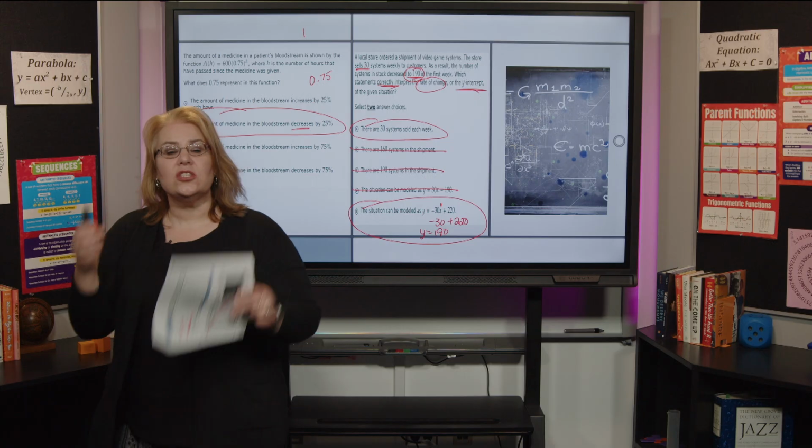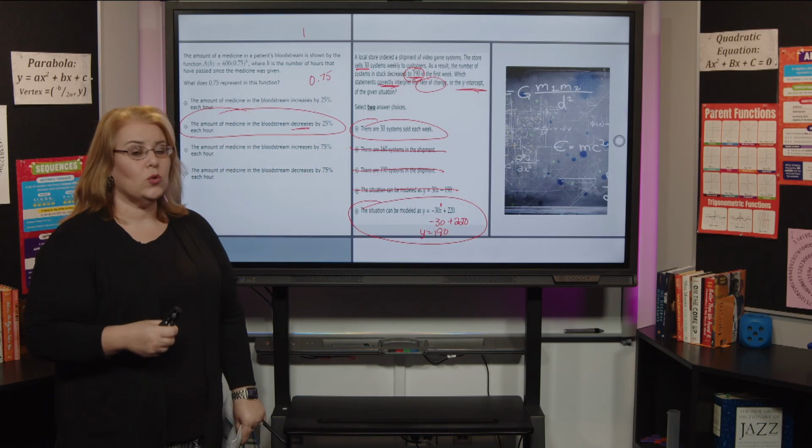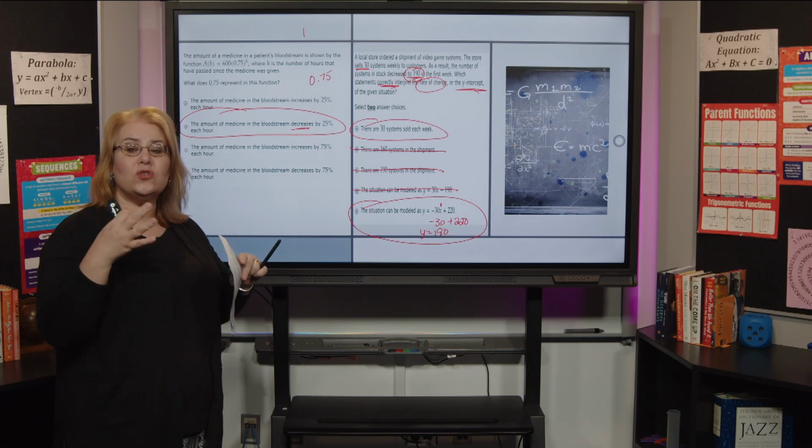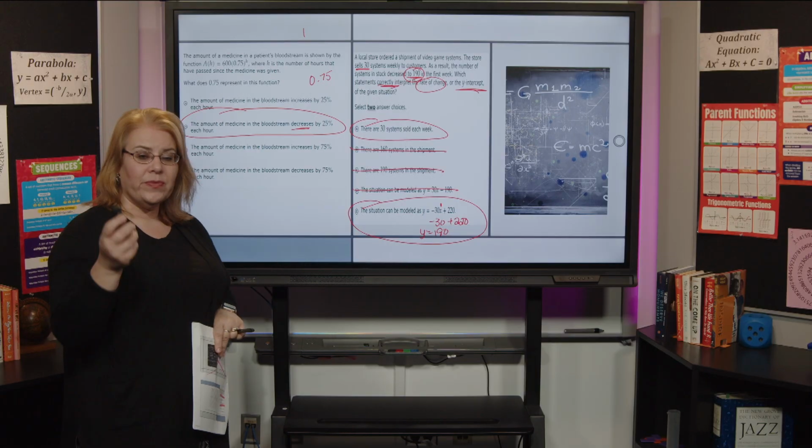All I'm doing is going through my passage, annotating, going through my answer choices, and seeing if I can make those true with what I've known and gotten from my passage. Good job.